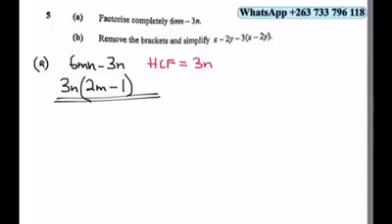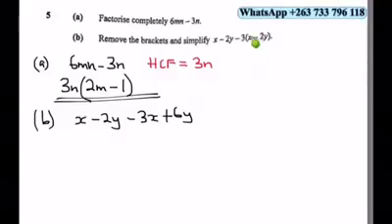Then on part B, remove the brackets and simplify. So let's first remove this bracket. So 3 times x is 3x. Beware of this negative. This negative changes the signs inside the bracket. So this will become positive. 3 times 2 is 6y.